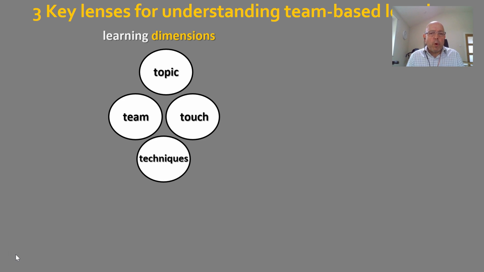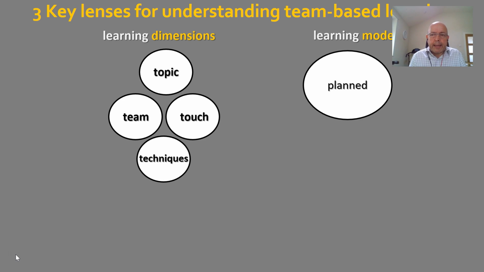So these are the 4 dimensions. This is the first lens, looking at a game: topic, team, touch, and techniques. And that gives you a clear picture of what a game could be about, or what a game needs to be about. The second lens is what I call learning modes.